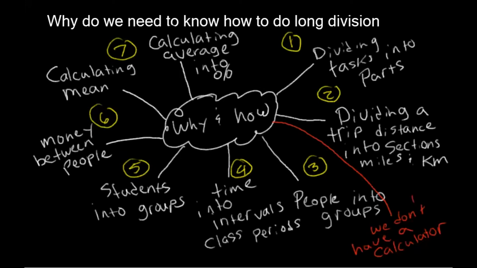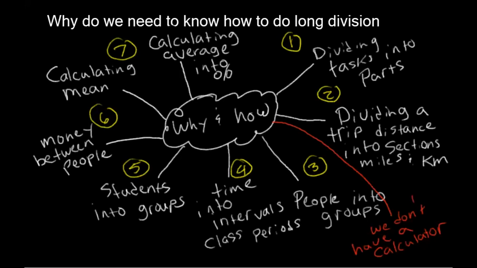Calculating mean. We calculate the mean or average of things all the time in science when we're doing data tables. We'll have 5 samples, and we have to add up the total and then divide by the number of samples. So calculating mean is very, very important, and we'll use it a lot. And then maybe calculating your average or your percentage on a test. That's simple division. You get 20 out of 25, you have to divide the 20 by 25.